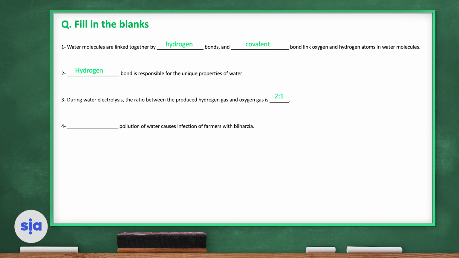Pollution of water causes infection of farmers with bilharzia. Which type of pollution of water? Biological. The increase of temperature of some water areas used in cooling nuclear reactors causes thermal pollution. If we are talking about increase in temperature, so of course this is called thermal.